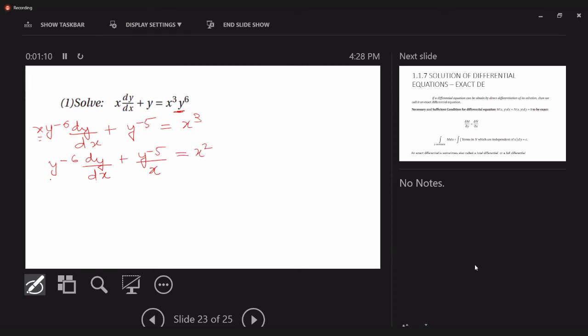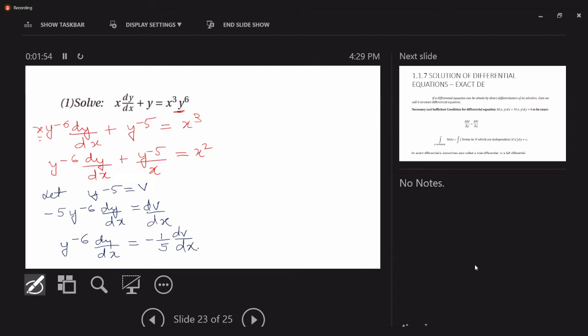Now who will tell me the substitution? Very easy. What should I substitute now? y raised to minus 5. Very good. Let y raised to minus 5 be equal to v. Correct. And now we will differentiate. Again, this is a very simple derivative. So minus 5 y raised to minus 6 dy by dx is equal to dv by dx. Now we will just write y raised to minus 6 dy by dx is equal to minus 1 by 5 dv by dx.